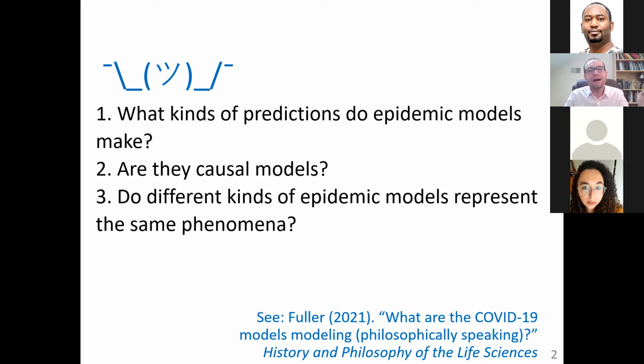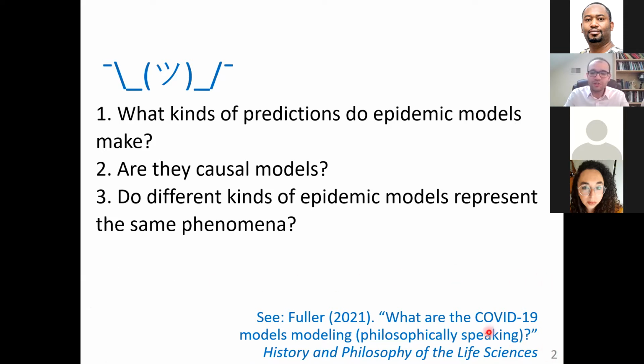So really I could have asked a bunch of questions, but I'm just going to choose 3 here that are all linked because they have something to do with causation. So the first question is, what kinds of predictions do epidemic models make? Then, are they causal models? And finally, do different kinds of epidemic models represent the same phenomena?